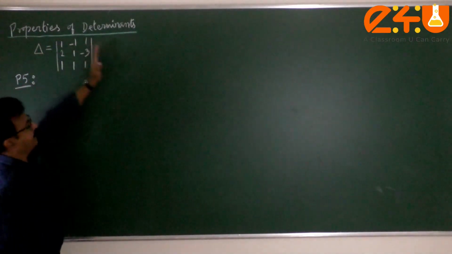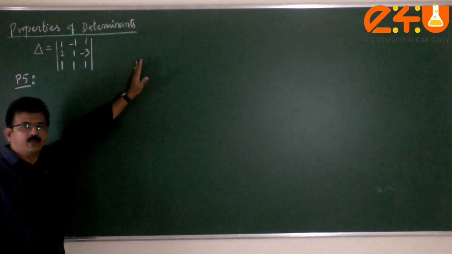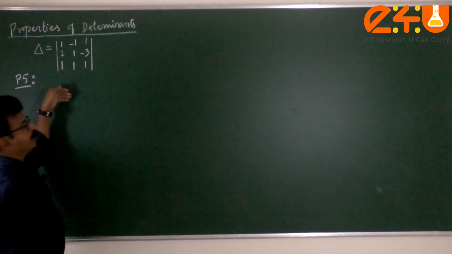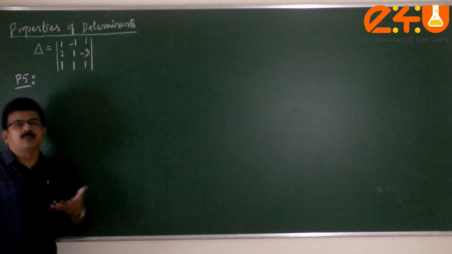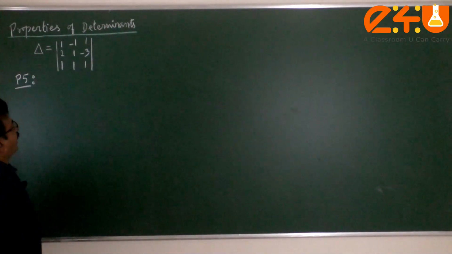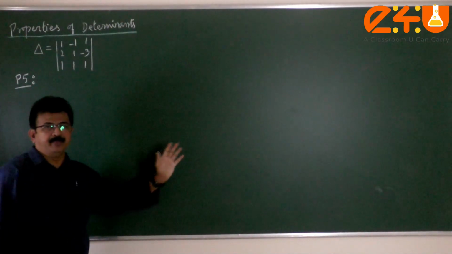Nothing is expressed as sum of two terms, isn't it? The property requires all elements in a row or column to be expressed as sum of two terms or more. Okay. So, the number of split determinants will be equal to the number of terms.